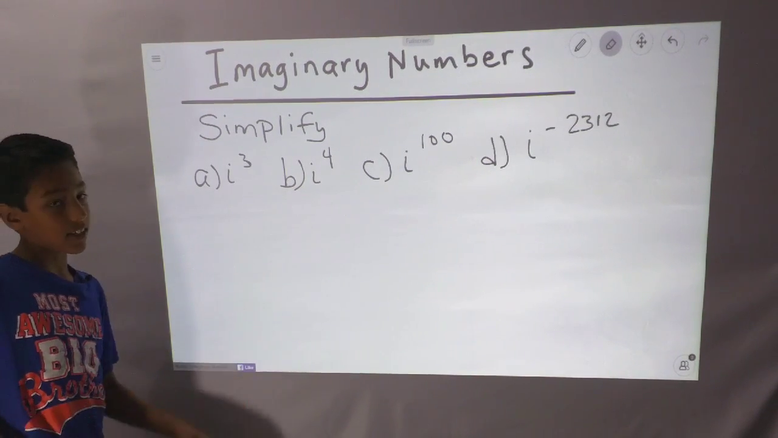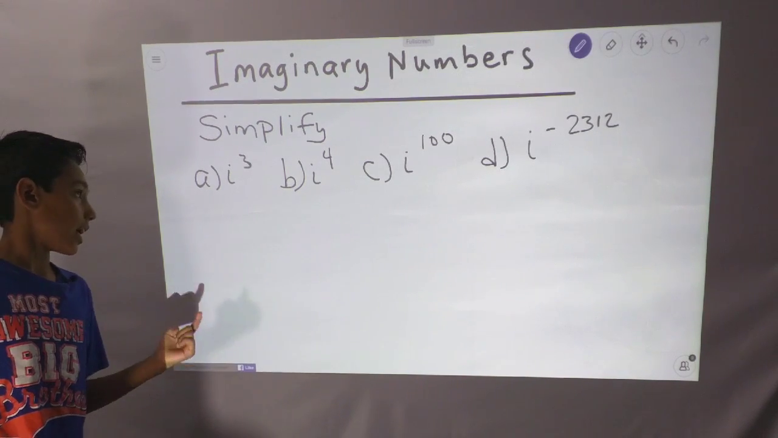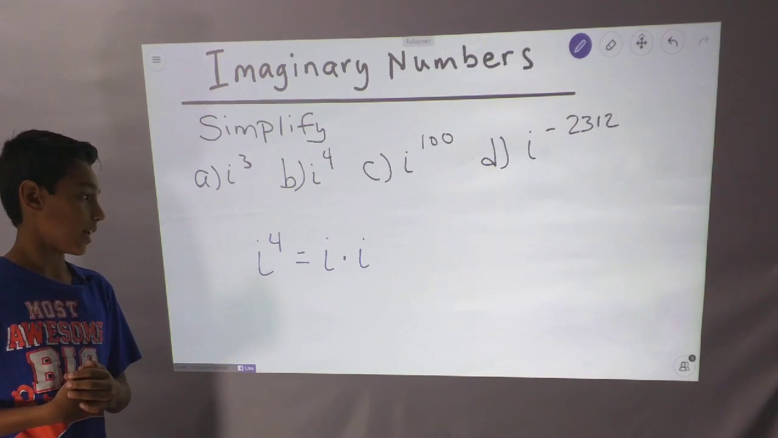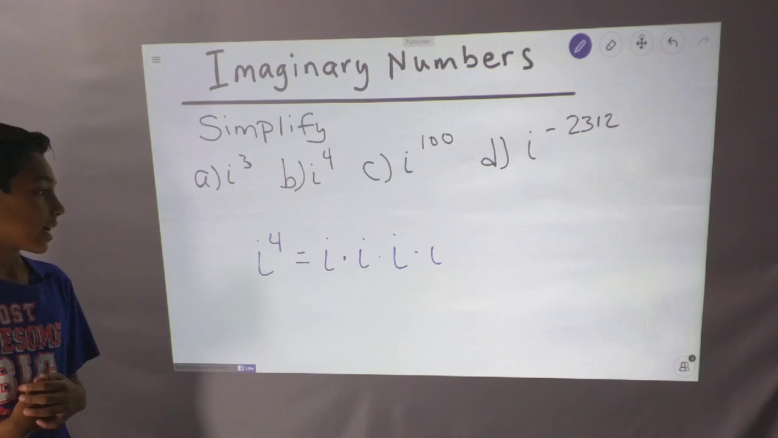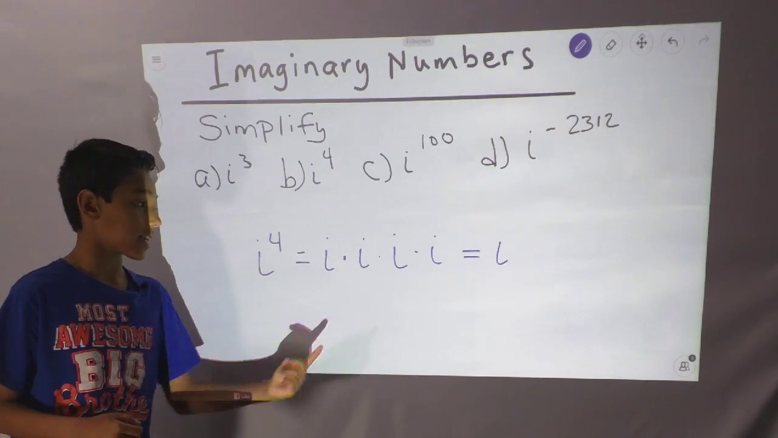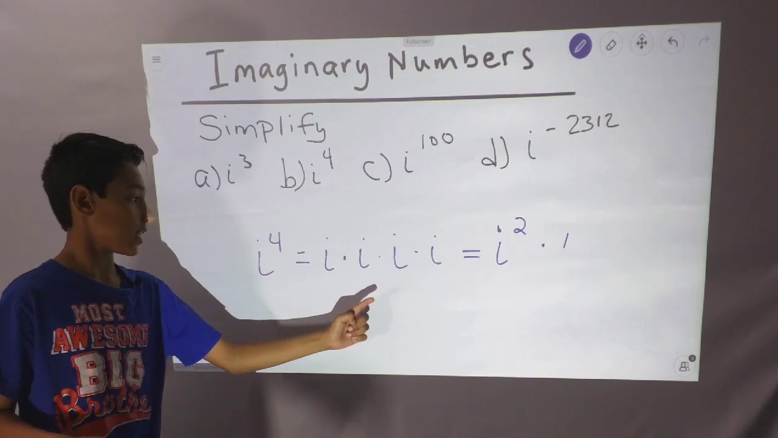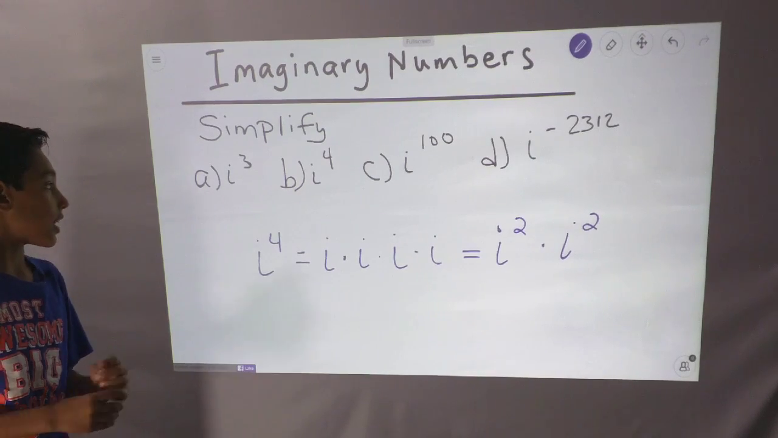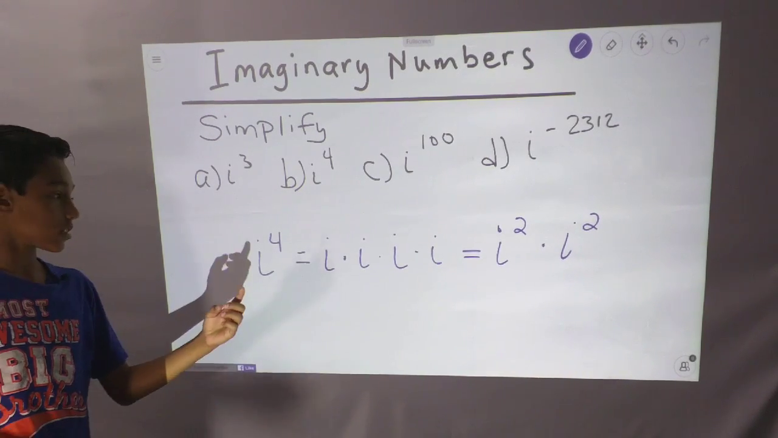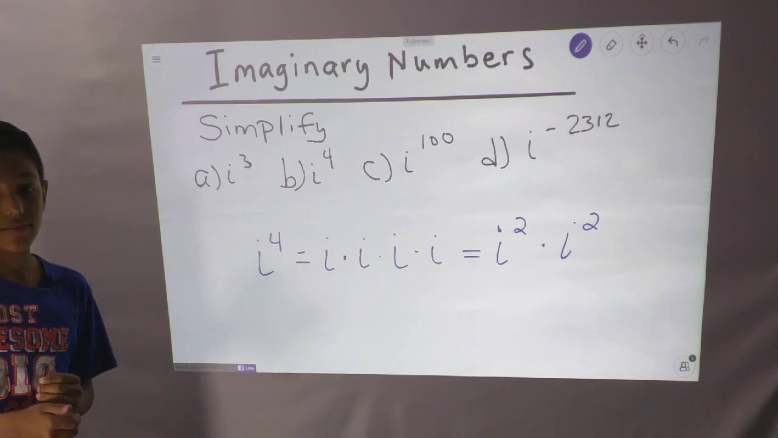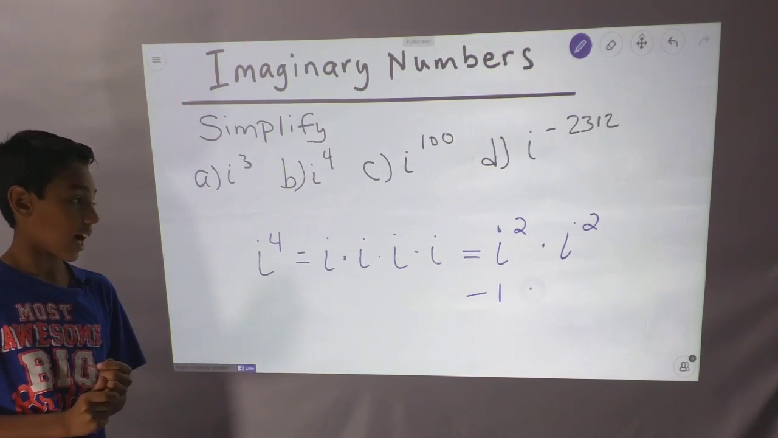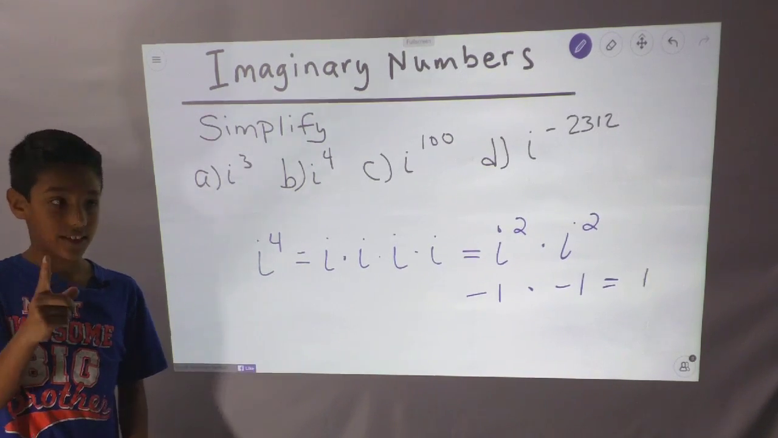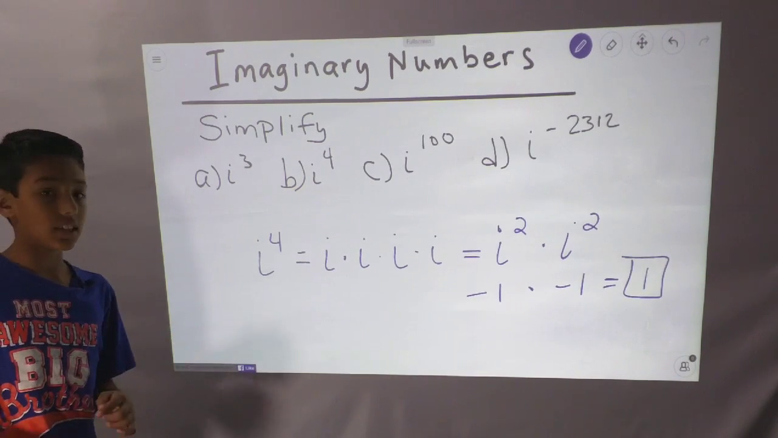Now let's go to B, i to the fourth. We can simplify that to i times i times i times i. Then i times i is i squared, times another i squared. So i squared times i squared is i to the fourth, but we don't know what i to the fourth is, so we'll just use this. i squared is -1, so -1 times -1, and -1 times -1 is 1. So i to the fourth is equal to 1.